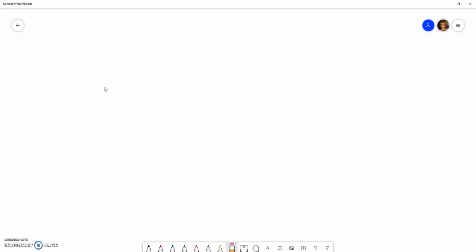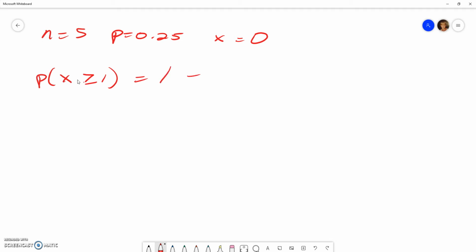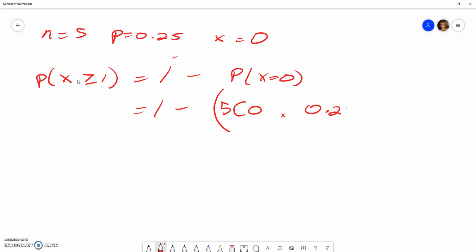So we still know that N equals 5, P equals 0.25, and X equals, we want at least 1. So we're going to solve when X equals 0. So the probability of X being at least 1 is going to equal 1 minus the probability when X equals 0. Everything right there except for 0. So 1 minus 5C0 times 0.25 to the power 0 times 1 minus 0.25, or 0.75 to the power 5. 5C0 is 1. 0.25 to the power 0 is also 1. Basically, any number to the power 0 is 1. 0.75 to the power 5.